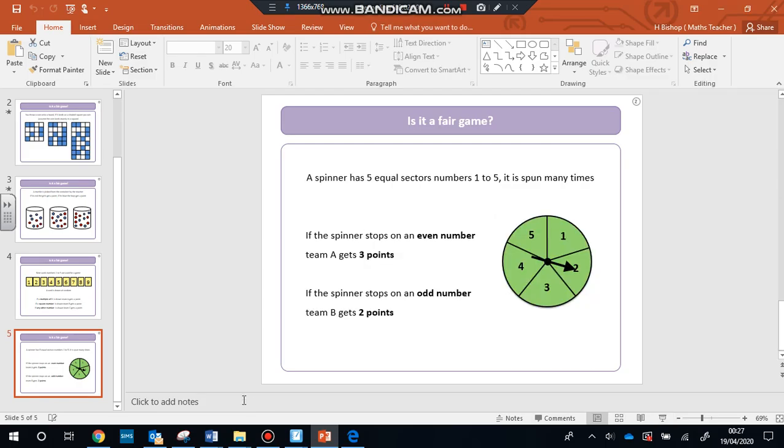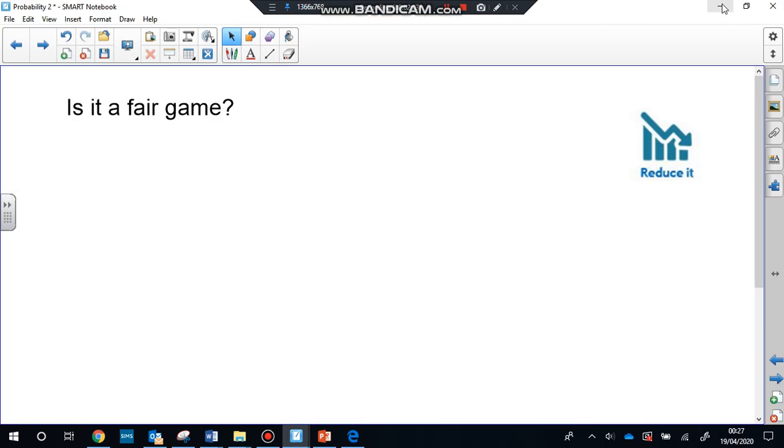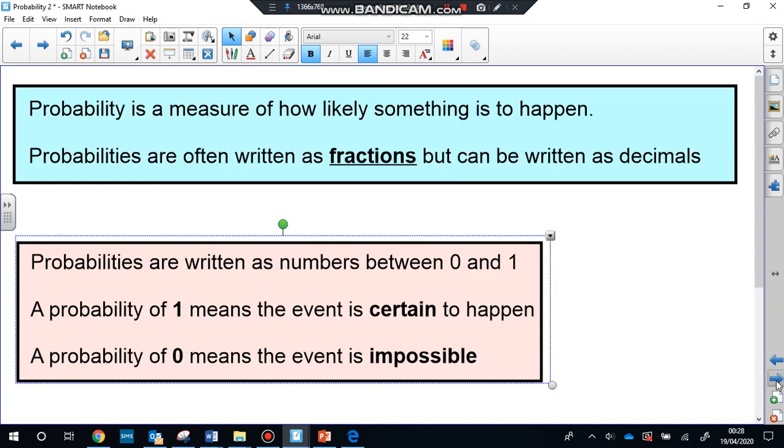Okay, so that's the end of that slide. So I can just come out of there. Okay, so we've had a think about fairness, what makes games fair or not. We're now going to move on to how we work out our probabilities. All right, so I talked a lot in the previous one about having equal numbers or having 3 cards out of 9.